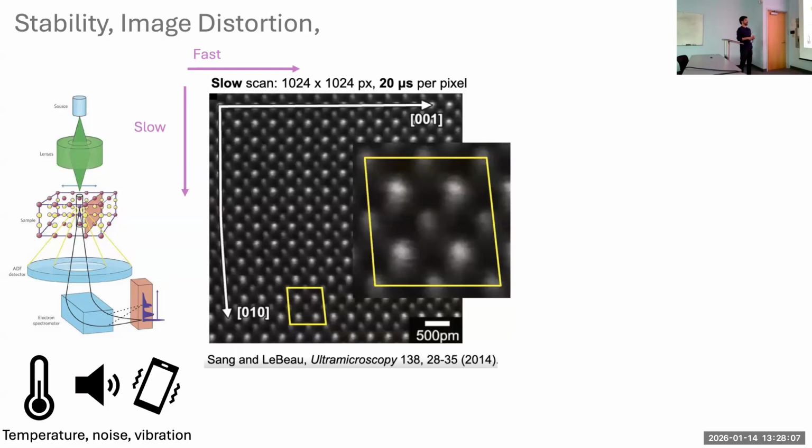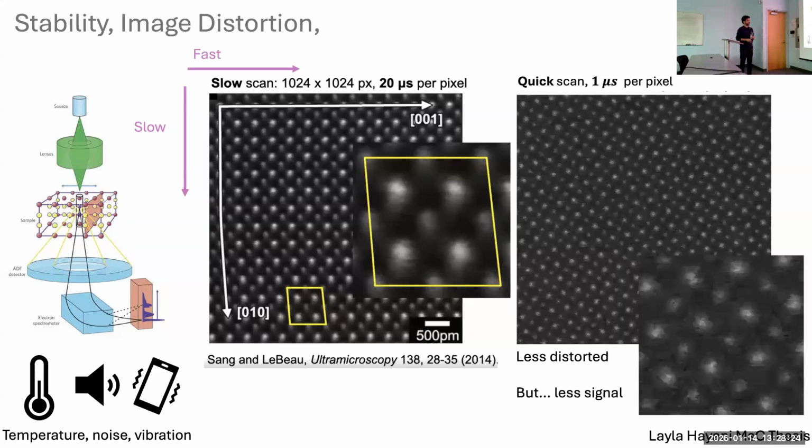And this is one example of looking at strontium titanate. If you scan very slowly, so 20 microseconds per pixel, this whole frame takes about 20 seconds. You can see now that my image is quite distorted, and it's less useful for quantification.